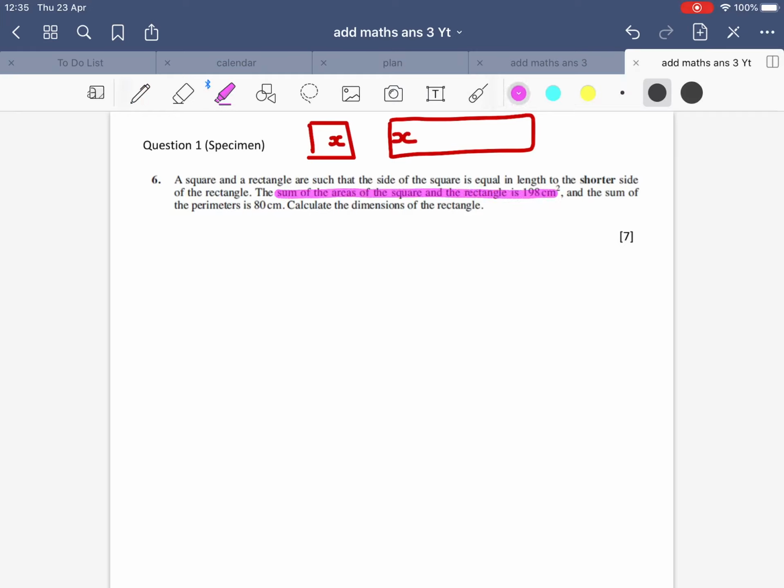They've said that the sum of the areas of the square and the rectangle is 198. So we know that the area of a square is one side times the other, so I would do x times x, that's x squared. And I would add the area of the rectangle. I know this one side is x, but I don't know this other length. Now, you don't know how many x's it is, so I'm going to call it a different letter. I'm going to call it y. So x times y should give me my area. And those will then equal 198, as they've said in your question.